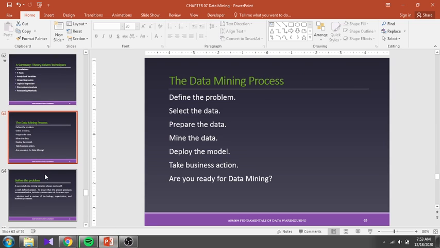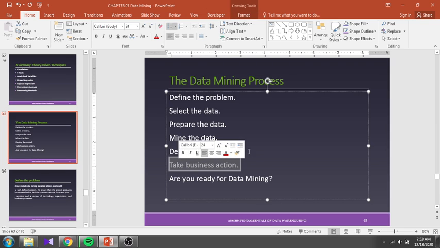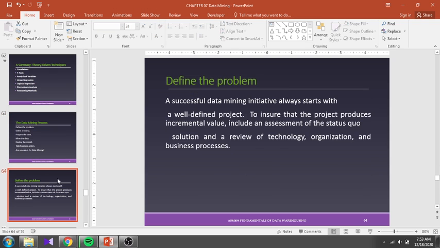Okay, on the data mining process: define the problem, select the data, prepare the data, mine the data, deploy the model, meaning using several kinds of data-driven model techniques for this trend analysis. Take business actions. Okay, once you get the outcome of your testing or analysis, you take it to the real world as business action. So yes, are you ready for data mining?